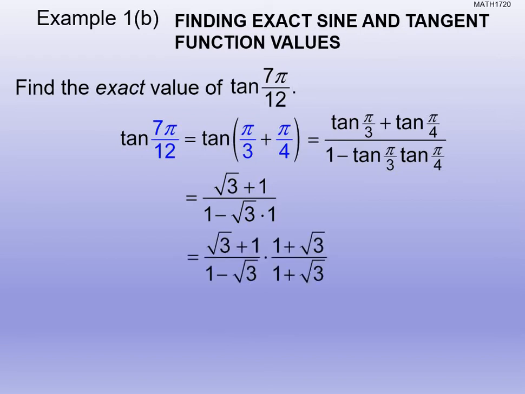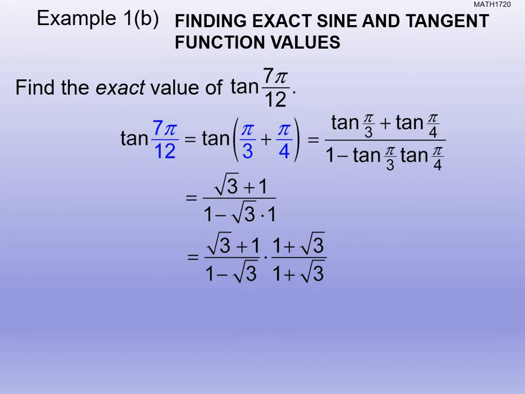We have to use a common denominator. This is a very important example for you to write down. You're going to multiply by the conjugate. The conjugate, remember, is the same thing with the opposite sign. So the original denominator is 1 minus the square root of 3. The conjugate of that is 1 plus the square root of 3. So we're going to multiply the numerator and the denominator by 1 plus square root of 3 over 1 plus square root of 3, because we're really multiplying by 1, just in a different form.